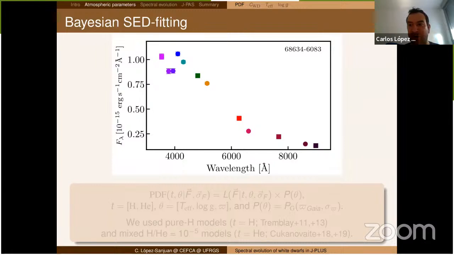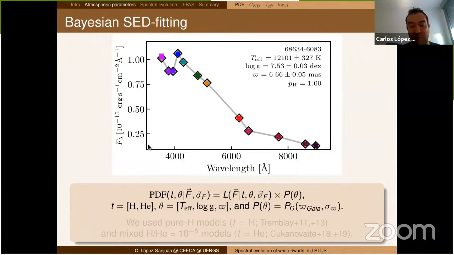Well, here's an example of a white dwarf observed by J-PLUS. You can see the 12 points covering the optical. And what we did is to perform a fitting to obtain the probability distribution functions, the PDFs, of the composition, this T, that can be helium or hydrogen, let's say helium dominated or hydrogen dominated. And also we derive the parameters of interest, that in this case were the effective temperature, the surface gravity, and the parallax. As I told you before, log g and parallax are very connected. So if you know one, you know the other.